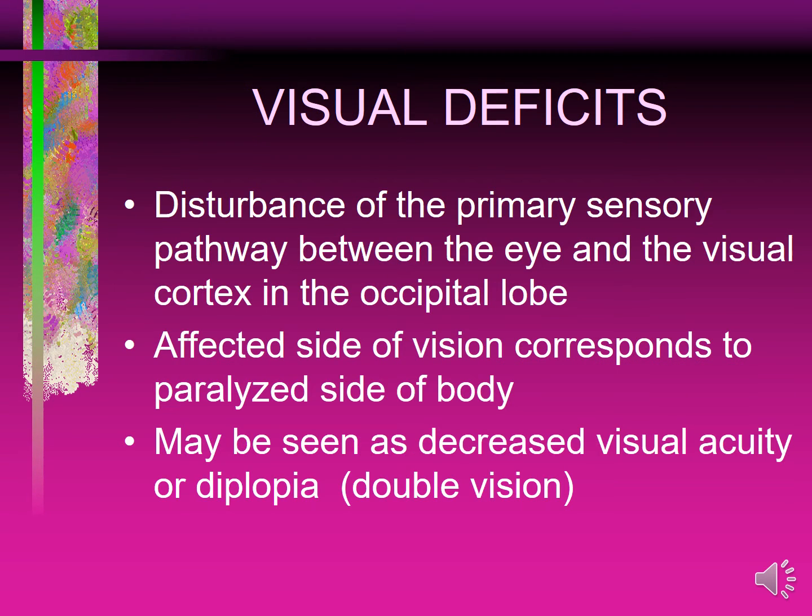Visual deficits are also very confusing that they may have and also not very obvious. They can have a disturbance of the primary sensory pathway between the eye and the visual cortex, which is in the occipital lobe. And the affected side of vision corresponds to the paralyzed side of the body. So if they have right-sided weakness, if they have any visual problems, it's going to be on that same side of the body. They could have just decreased visual acuity. They could have double vision.